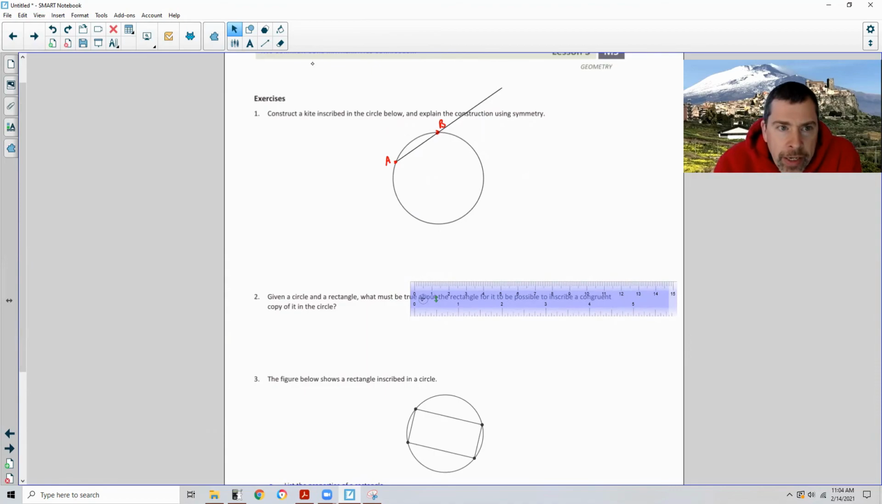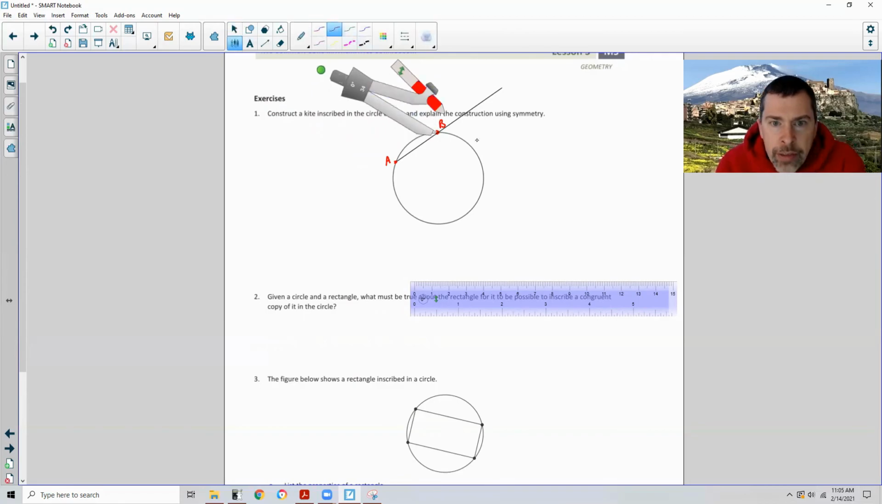All right, and then I get my compass and I put it on A. Let me rotate it so I don't lose that. Actually, let's do it on B. So B will be my midpoint. And I'm going to open it up just a little. That should be good right there. Let's change the color to red. And I'm going to make an arc. And then I'm going to bring it around.